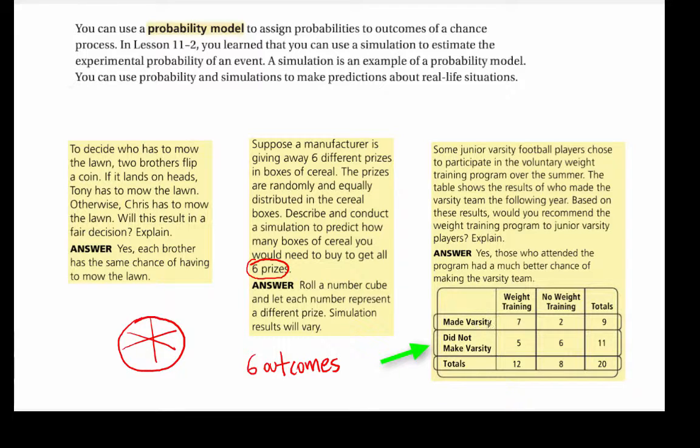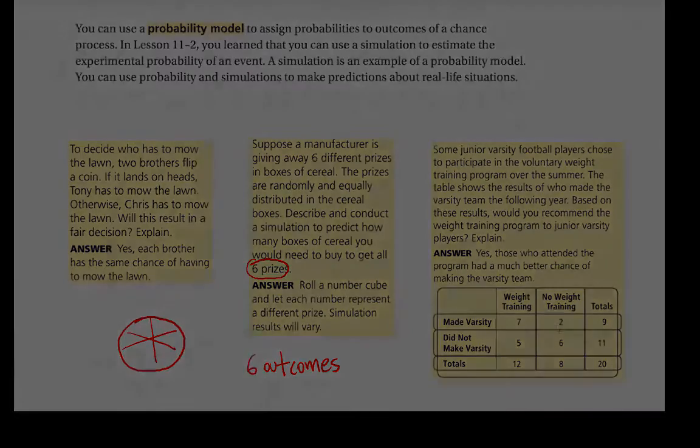So, made varsity, we had 7 that did weight training and 2 that did no weight training. Out of the ones that did not make varsity, 5 did weight training and 6 did no weight training. And we had 20 total players. So we would conclude, yes, those who attended the program had a much better chance of making the varsity. 7 compared to 2 with weight training made varsity. 5 compared to 6 did not make varsity.